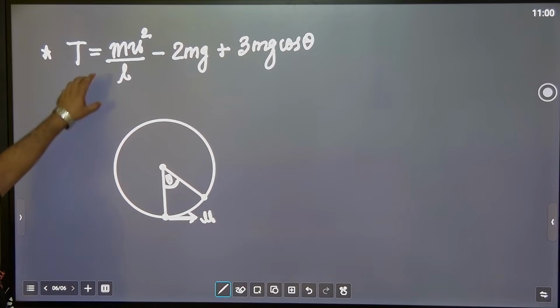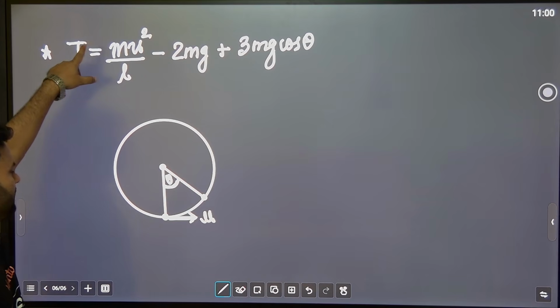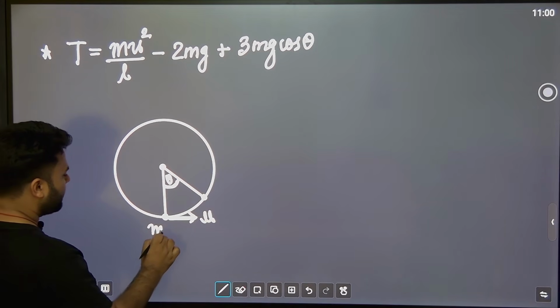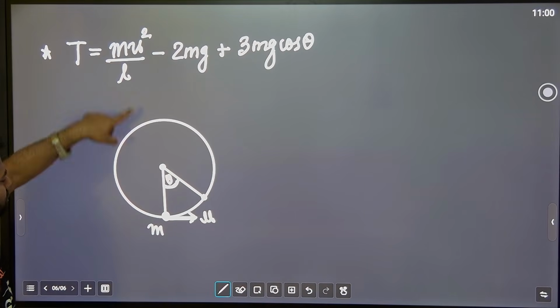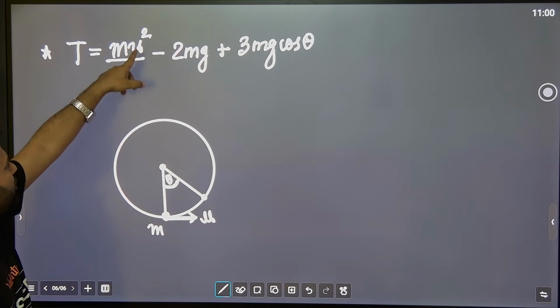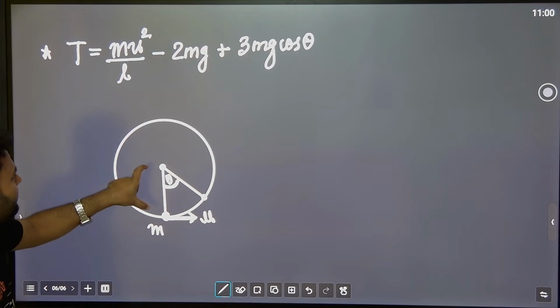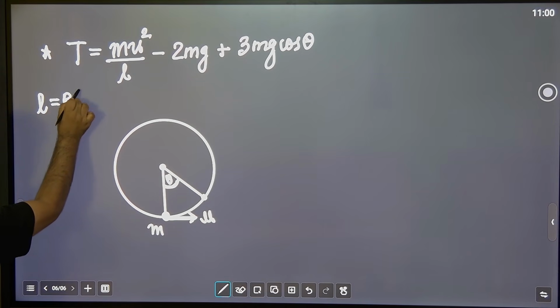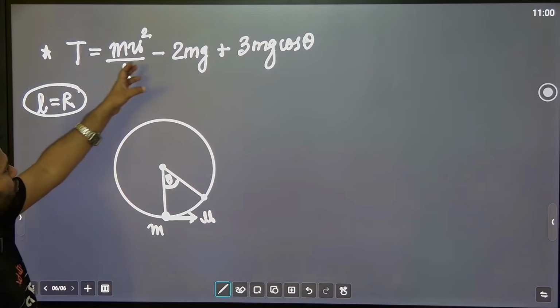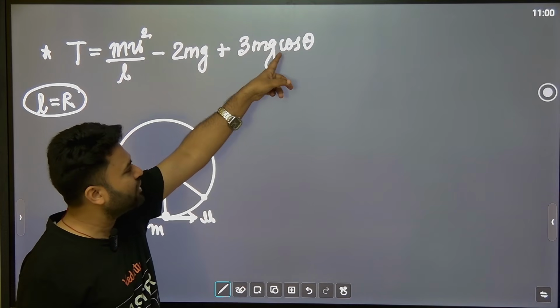So this is the formula. m is the mass of the ball. u is the speed at the bottom, so u square by L. L is the length of the string, which is basically the radius of the circle. Correct? Minus 2mg plus 3mg cos theta.